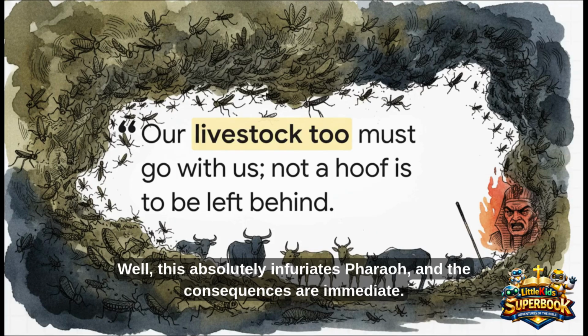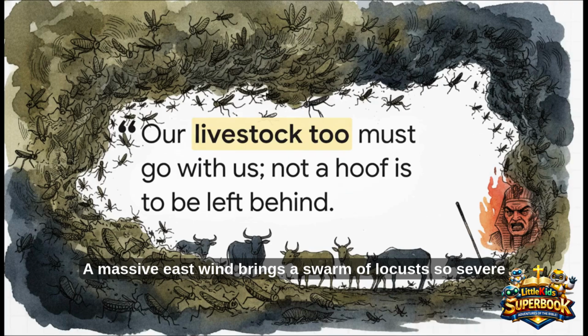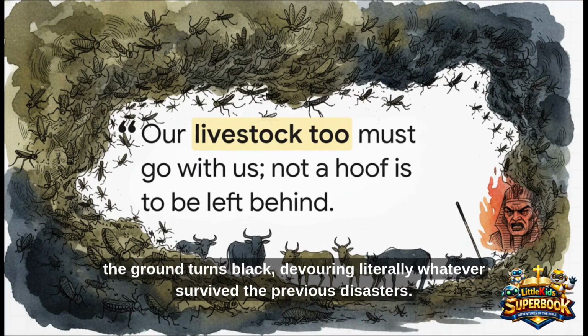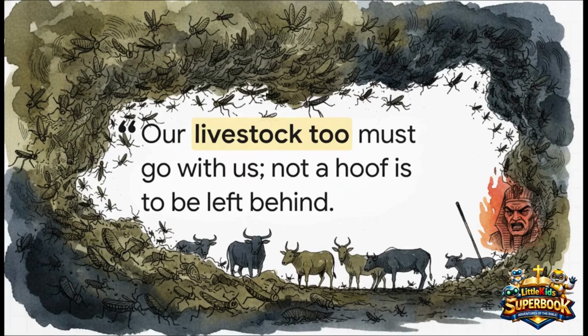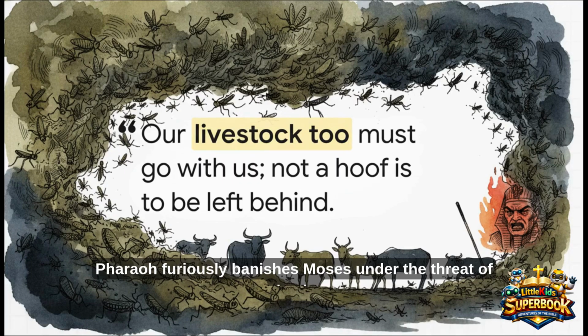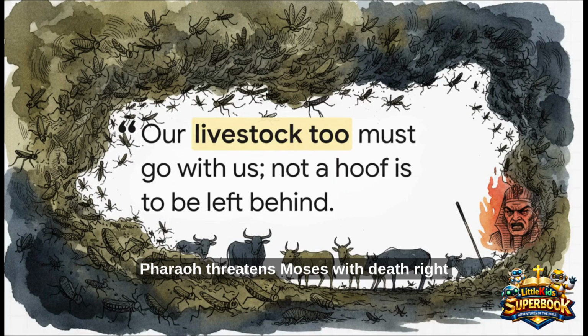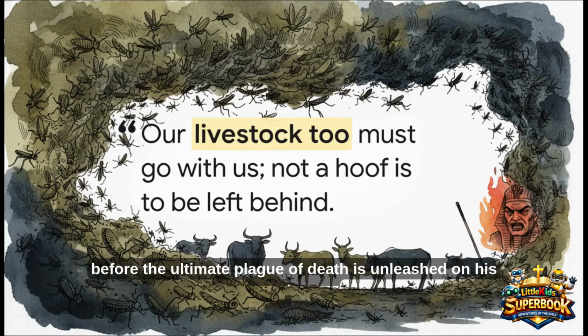Well, this absolutely infuriates Pharaoh, and the consequences are immediate. A massive east wind brings a swarm of locusts so severe the ground turns black, devouring literally whatever survived the previous disasters. And that's followed by 3 days of darkness so thick, the text says it can be felt. Finally, Pharaoh furiously banishes Moses under the threat of death. And there's some heavy dramatic irony here. Pharaoh threatens Moses with death right before the ultimate plague of death is unleashed on his own house.